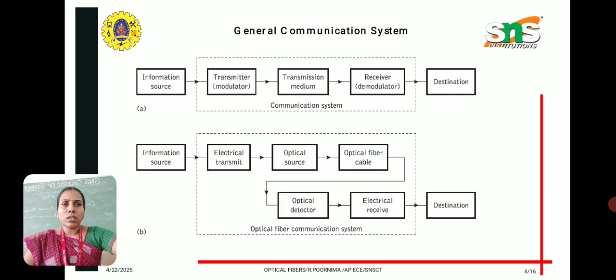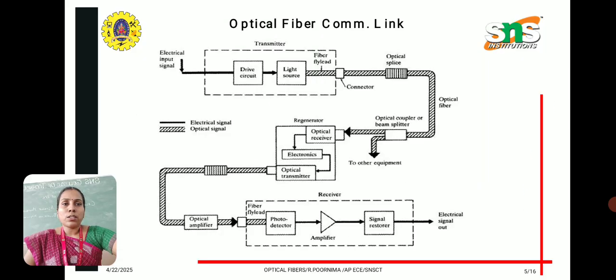Generally we use a communication system as transmitter, then transmission medium, and receiver. These are the basic blocks as shown in this diagram. For optical fibers, we have an information source which should be converted into a light signal, which is the optical source. This is the first part, and after that we need to transmit through the medium, which is the optical fiber cable. The optical fiber cable is used as the medium, and then the receiver, where we need to convert the light signal into an electrical signal. So this is the optical fiber communication link.